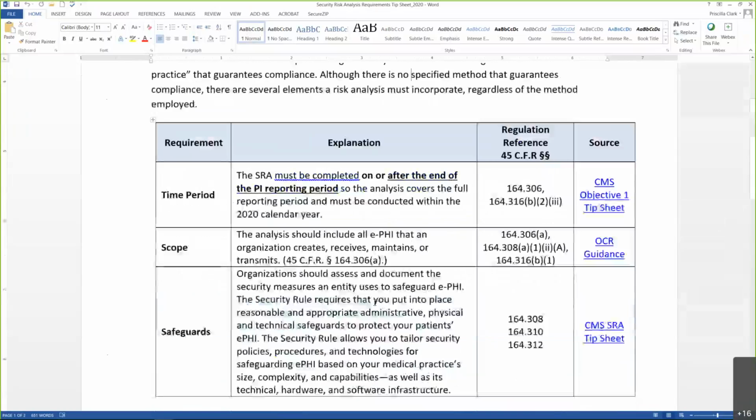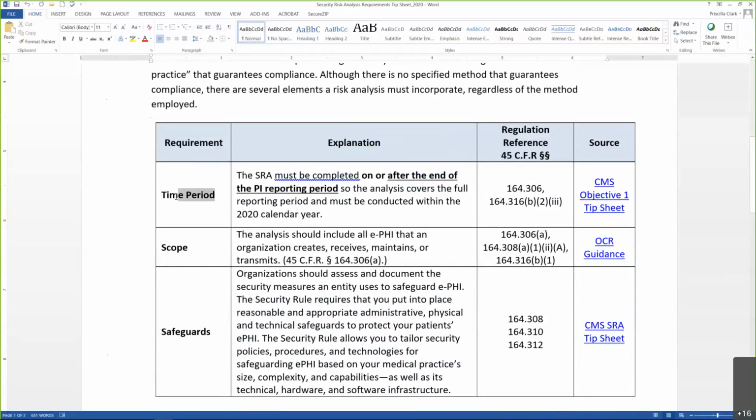So this is a very helpful tip sheet in that this table lists every single requirement that we're going to look for when analyzing a security risk analysis. It would be a good practice, when that security risk analysis is being created and completed, that you go through here and make sure you check off each of these requirements.